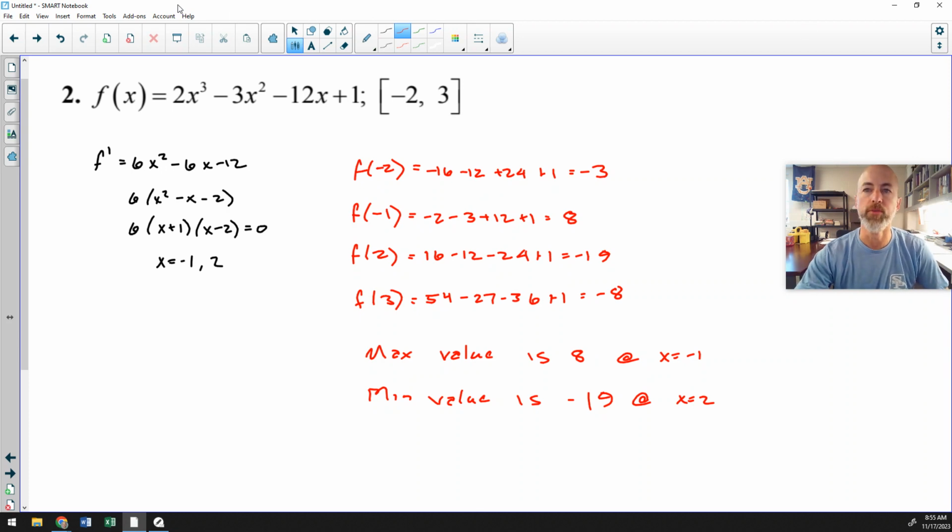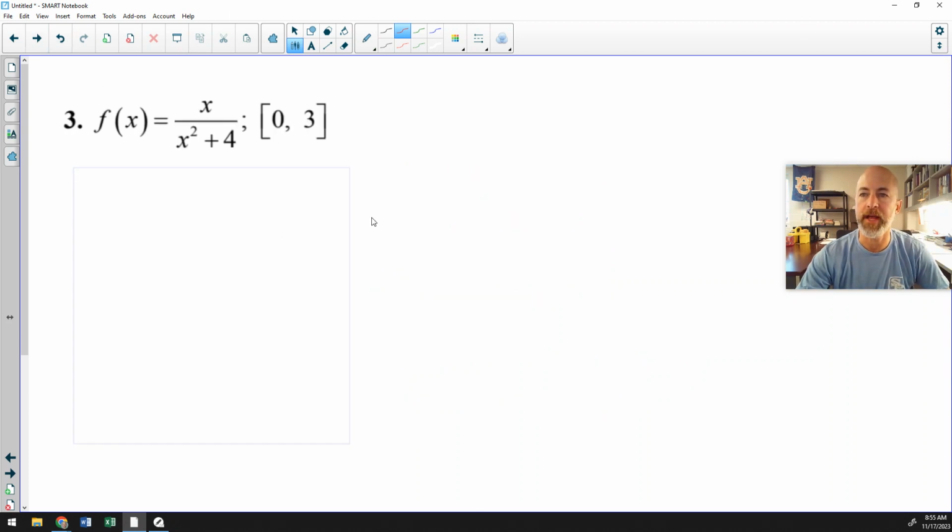Okay, so we have 2 more examples, getting slightly more complicated. So here we have a quotient. We're on the interval 0 to 3. Anytime you have variables in the denominator, you want to consider discontinuities. However, x squared plus 4 cannot be 0, so nothing to worry about as far as discontinuities. You will sometimes have a function with a discontinuity that falls outside the specified interval, so something to look for there.